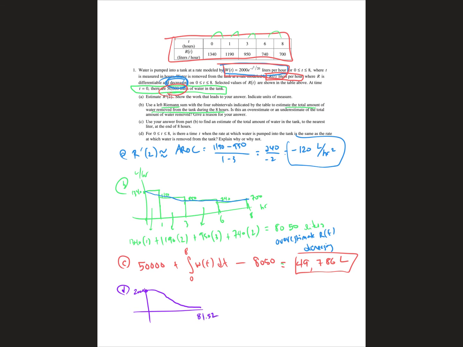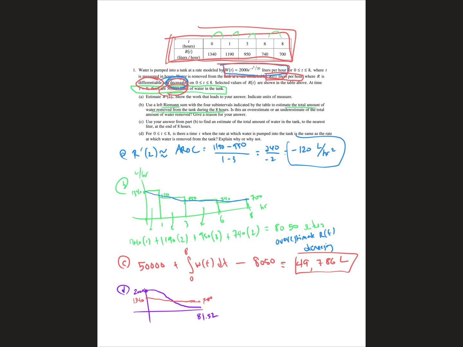Now, they tell you that R of t, which is this chart up here, is not only decreasing, we used that part, but it's also differentiable. Now, if it's differentiable, that means, of course, there are no sharp corners or cusps, but it also means it's continuous. So if I were to look at the y values on this, which start at 1340, you see they're slowly decreasing, 1190, 950, 740, 700, but they end up at 700. So they decline from 1340 to 700, but they have to be connected because the graph is differentiable.